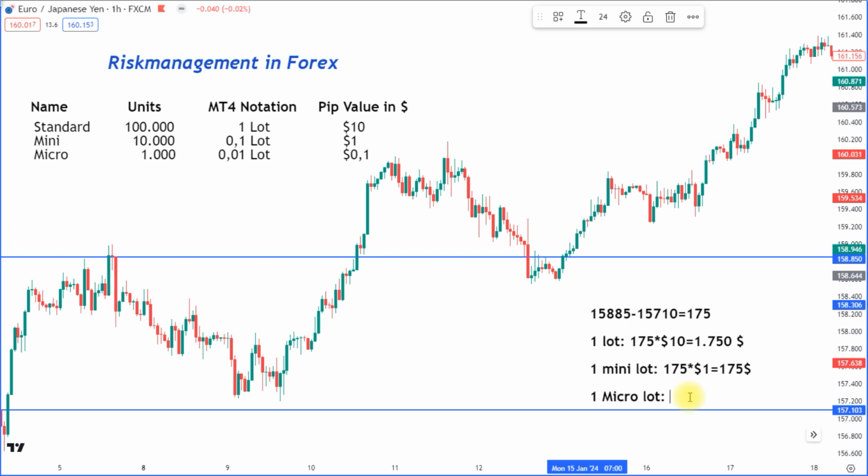And for a micro lot, this would be 175 times $0.1, which equals $17.5 of risk. There are really different options, different sizes, so each trader needs to find out which size is the right one for him or her to trade with. So I would recommend in general, of course, it always depends on your trading strategy, on your trading account size, on your experience, on your current state of mind, and also the market phase.